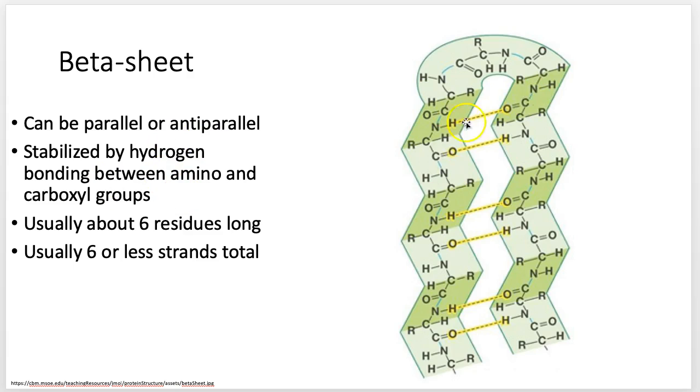It's stabilized by hydrogen bonding. Once again, it's just structurally a little bit different. So they kind of fold over on each other, and that's how you get it. Instead of twisting around each other, they fold over. They're usually about 6 residues long-ish, and you don't usually have more than 6. I've seen a lot less, so 3 to 6 I would say is most beta sheets. You don't usually see more than that.